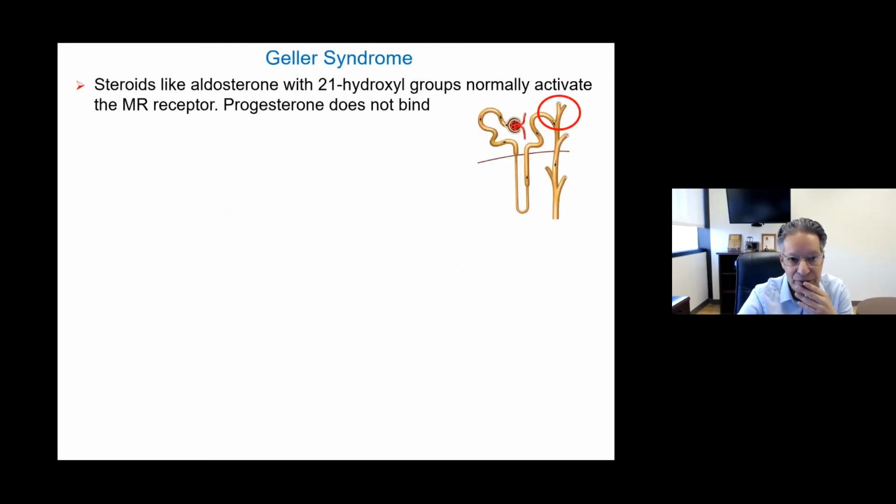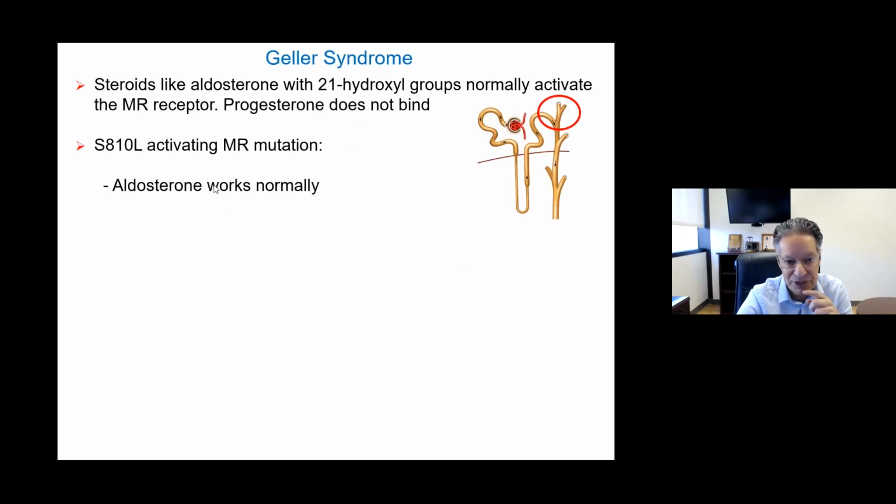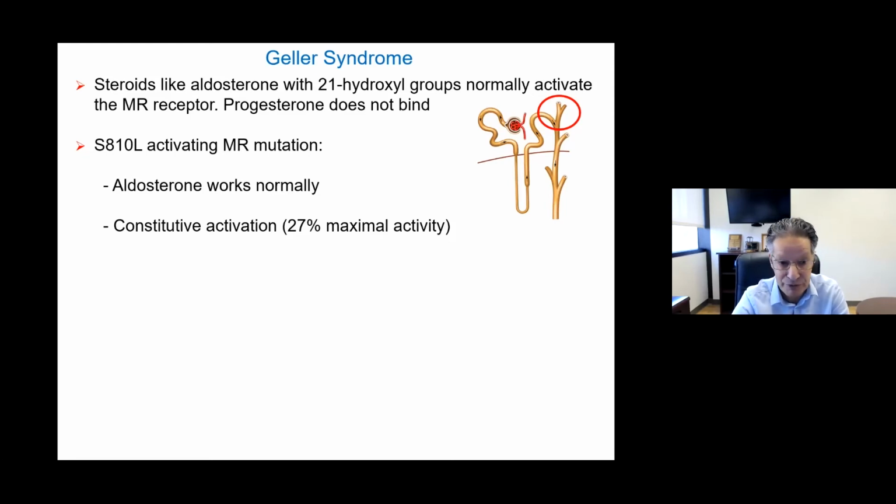So what about this syndrome? Well, steroids like aldosterone have a 21 hydroxyl group that activates the mineralocorticoid receptor. Steroids without the 21 hydroxyl group normally do not. So for instance, progesterone does not bind to the wild type receptor, again, found in this region of the nephron. But these patients typically have an S810L activating mutation in the mineralocorticoid receptor. It turns out aldo works completely normally. And unlike the normal receptor, even when there's no hormone present, this receptor can stimulate these genes with about 27% of maximal activity. So it's always active, even in the absence of any hormone.